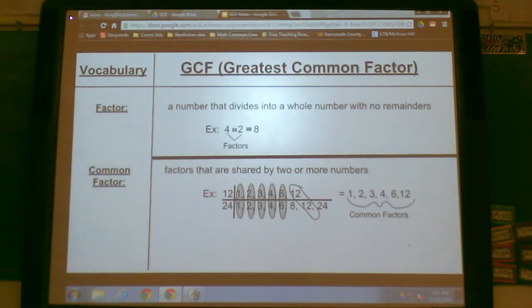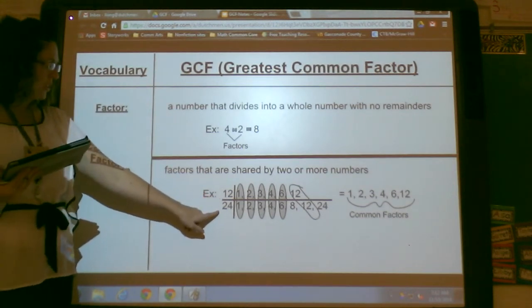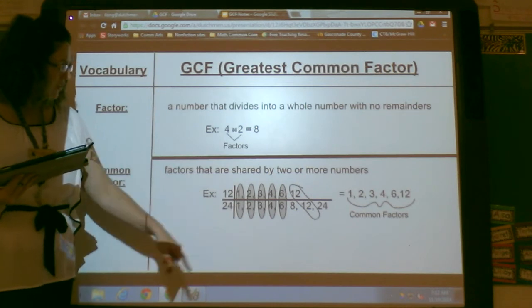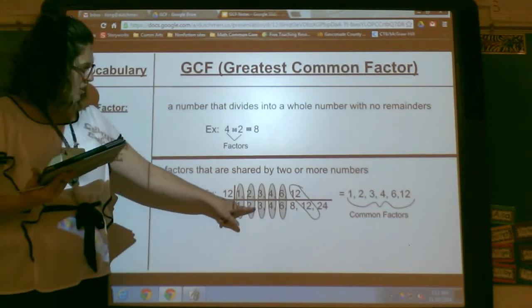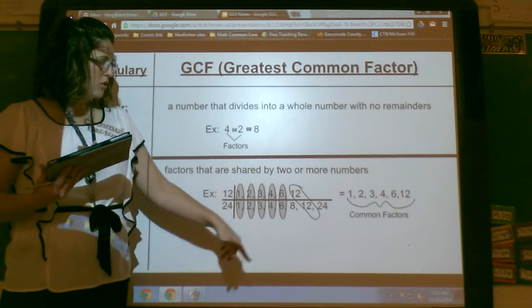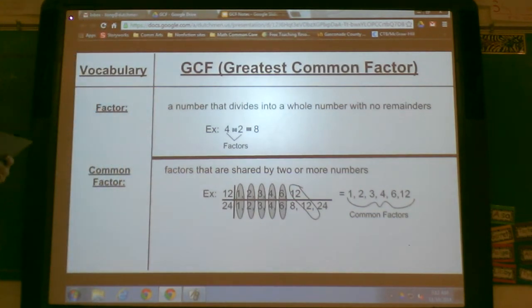Common factors are factors that are shared by two or more numbers. For example, we have 12 and 24. We've listed out all their factors. All the ones here that are circled are common factors. It means it's factors that go into both numbers.